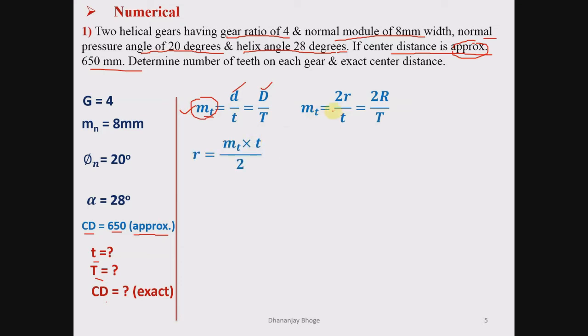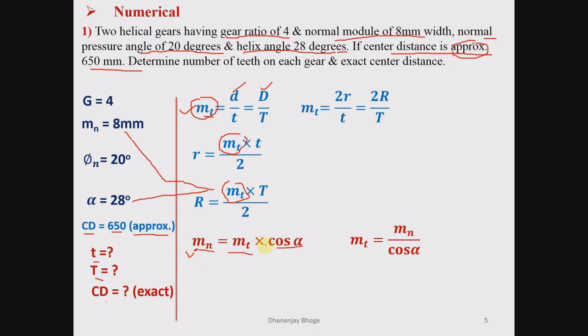Or let us rearrange this equation. r equals to MT t by 2. Okay. And capital R equals to MT capital T by 2. To get the value of R, we must know the value of transverse module. Transverse module is not given, but normal module is specified as 8 millimeters. And we can relate normal module and transverse module using helix angle alpha. Correct? What is that relation? Mn is equals to Mt cos of alpha. Mn is given. Alpha is known. So let us find out Mt.